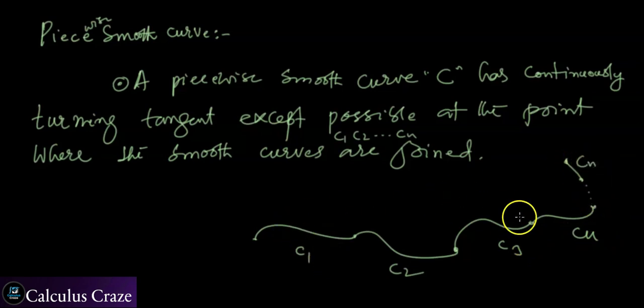So you have got n smooth curves and you join them. And you move, then you see the behavior of the tangent at every point on this piecewise smooth curve. So this curve will be seen as a piecewise smooth curve. At every point the tangent is going to have a continuously turning behavior. So at each point the tangent will be turning continuously like this. That's the characteristic of the piecewise smooth curve.